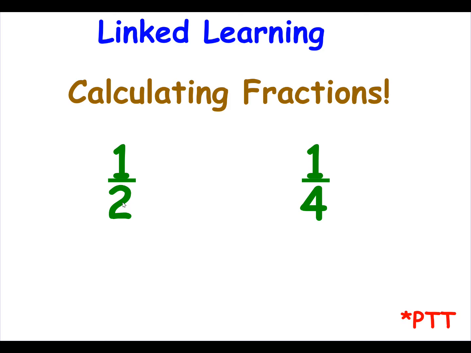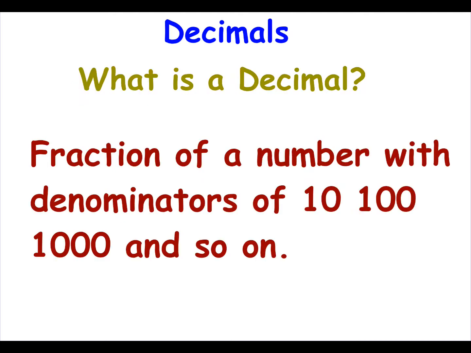And decimals are simply fractions with denominators of 10, 100 or 1,000, depending on how many decimal places you have. So a decimal is a fraction of a number with denominators of 10, 100, 1,000 and so on. So let's have a look at what I mean by that.